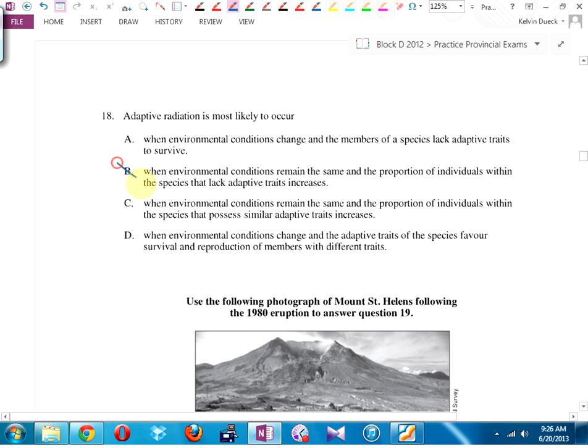I think they change when environmental conditions change. Remain the same. You know what? I think it's D, isn't it? Environmental conditions change, and the adaptive traits of the species favor the survival and reproduction of members with the different traits. We have a phrase, survival of the... That's really what that's saying in a nutshell. Even though that phrase isn't quite accurate, it's a good way to remember it.